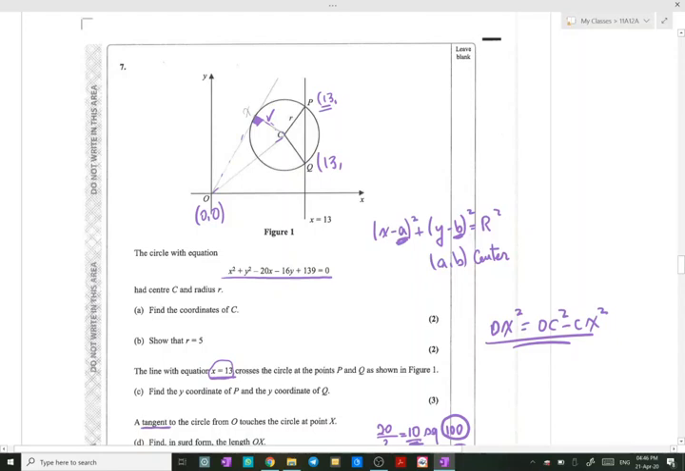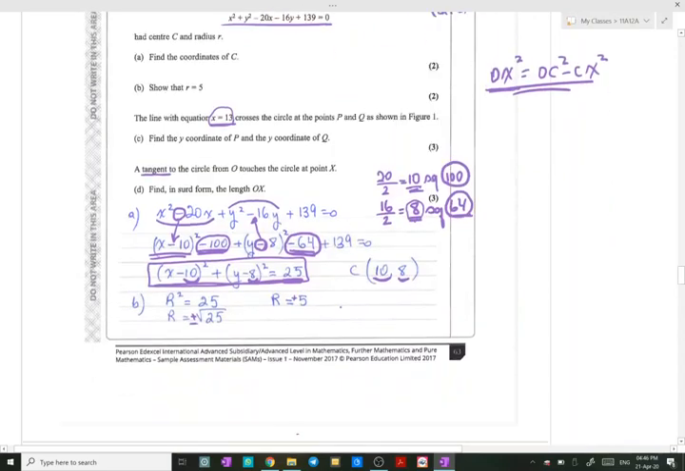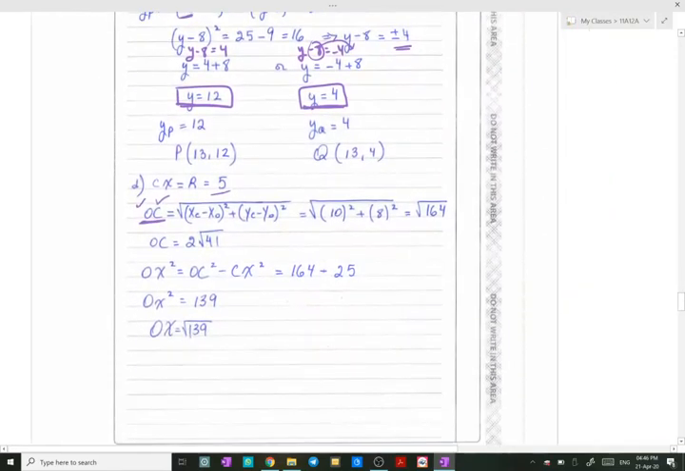Therefore, using algebra, we can find the value of OX. In this case, we replace OC squared by its value and CX by the value that we found, subtract them from each other, and we get OX squared is 139. Therefore, OX is square root of 139, and they want us to keep the answer in surd form, so this is why the answer is kept as it is. It's not written in decimal form.